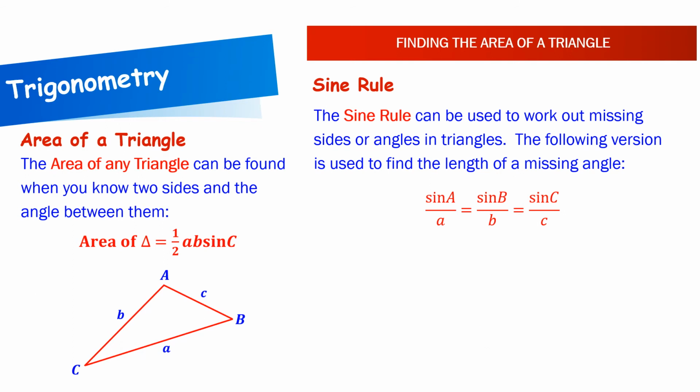In our next example, we are going to need the sine rule. So here's a quick reminder. The sine rule can be used to work out missing sides or angles in triangles. The following version is used to find the length of a missing angle. Sine A over a equals sine B over b equals sine C over c.